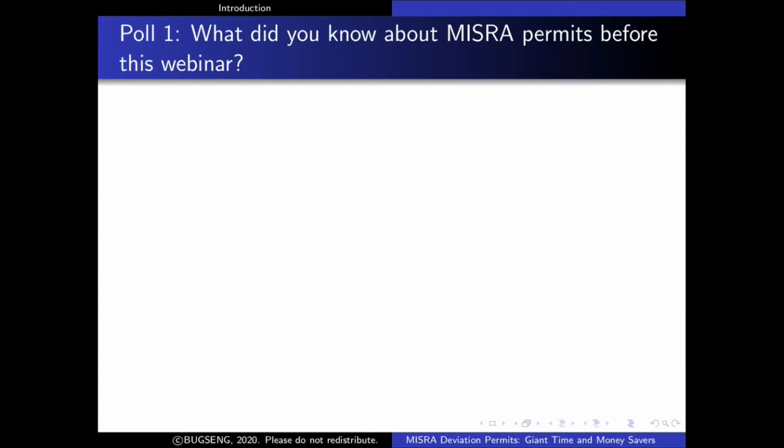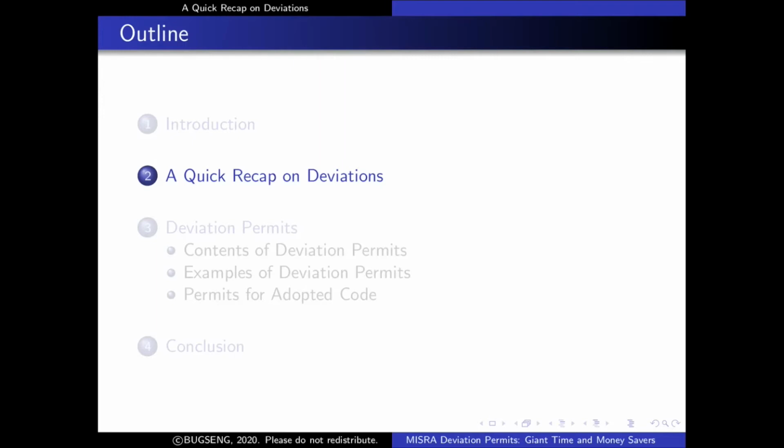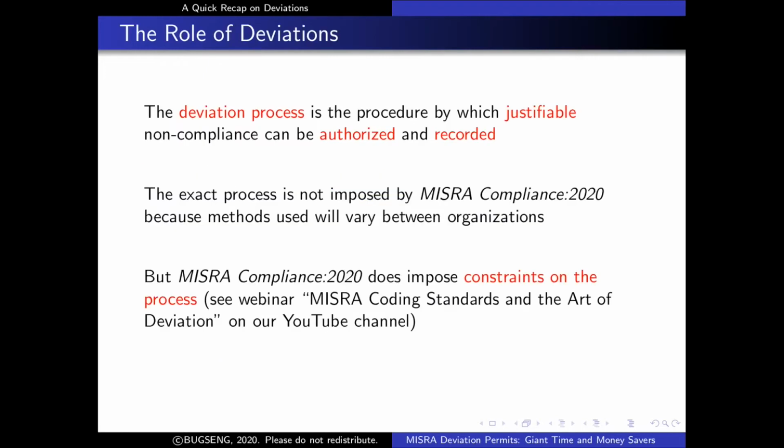Okay, Roberto, so the 23% says nothing, 33% that they exist, but no more than that. 33% I had the opportunity to examine some MISRA permits. Equal 5% I have approved but not created MISRA permits, and I have created and possibly approved MISRA permits. Okay, very good. This is interesting because it gives me an idea about the audience and allows me to steer the presentation to maximize its utility.